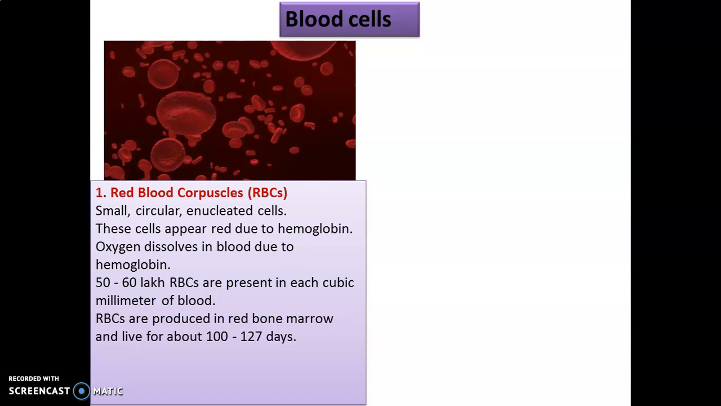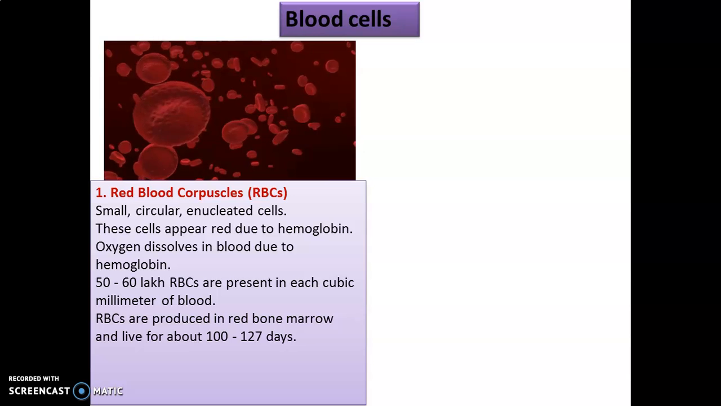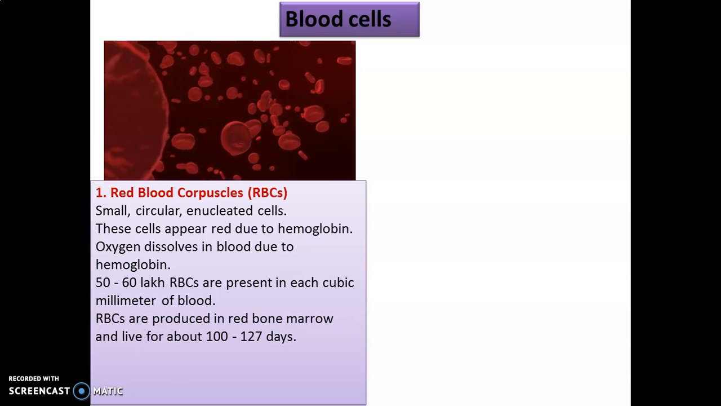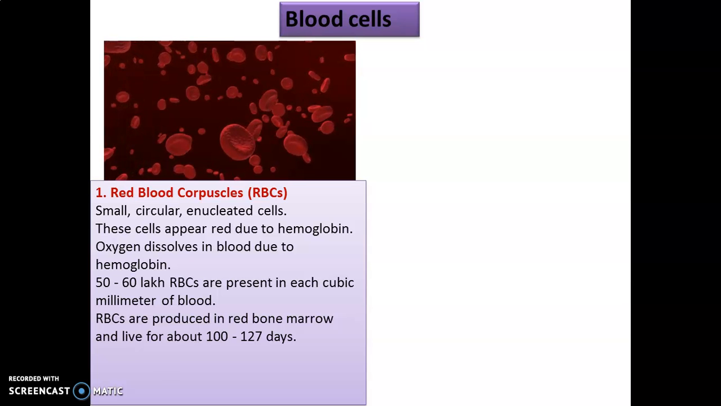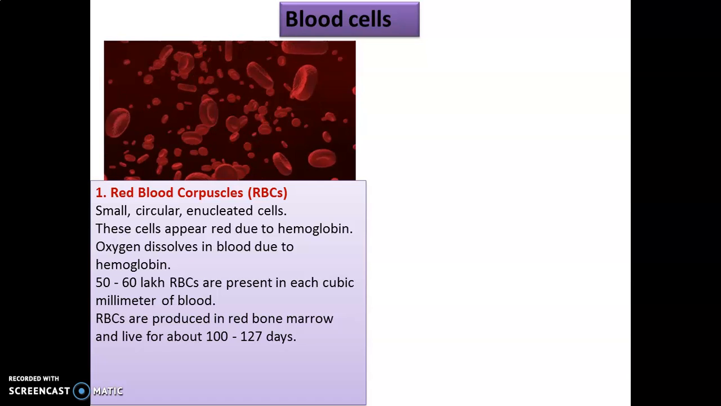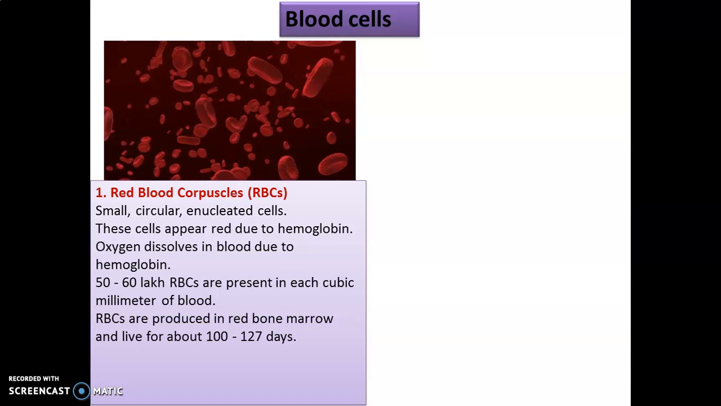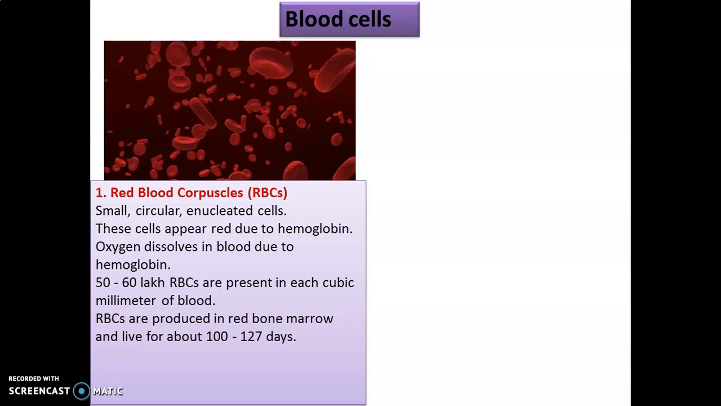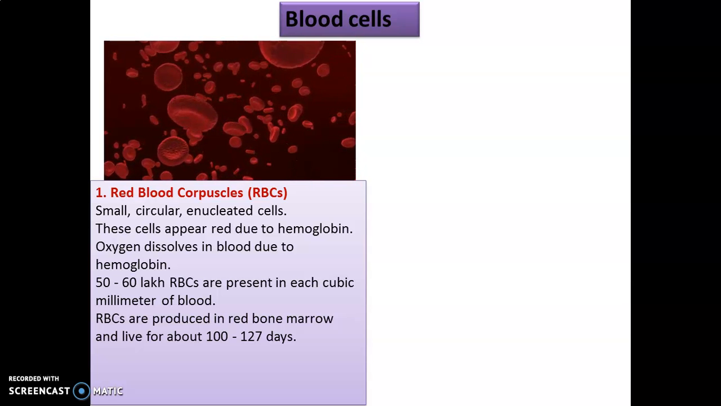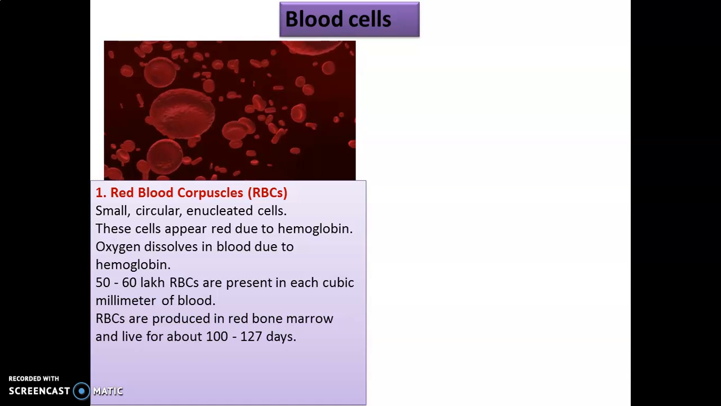We have already studied hemoglobin in the previous video. It helps to carry oxygen. Oxygen dissolves in blood due to hemoglobin. 50 to 60 lakh RBCs are present in each cubic millimeter of blood. Children, each cubic millimeter. So you can imagine how many RBCs are present.